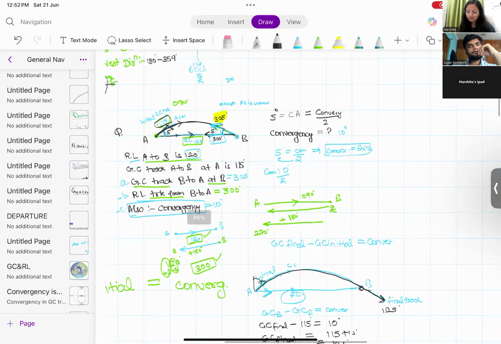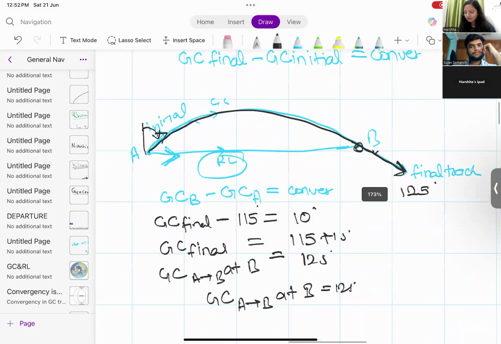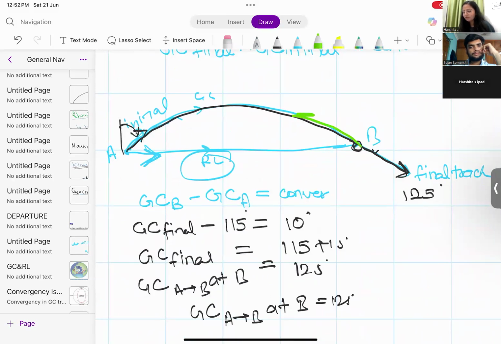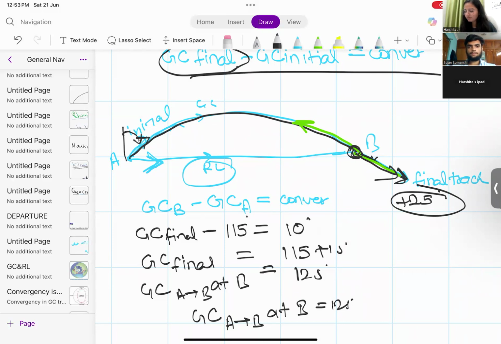But what was the question asking? B to A. So if you did B to A, the direction would be like this, completely opposite of what it was. Any doubt? This is what we found out by this formula: GC final minus GC initial equals convergency. So we found out the GC final that was A to B, but at B, which was 125 degree. Now I want to find its opposite direction.